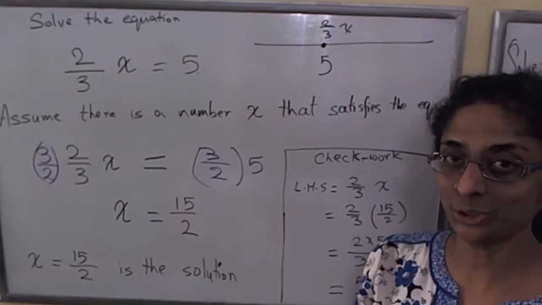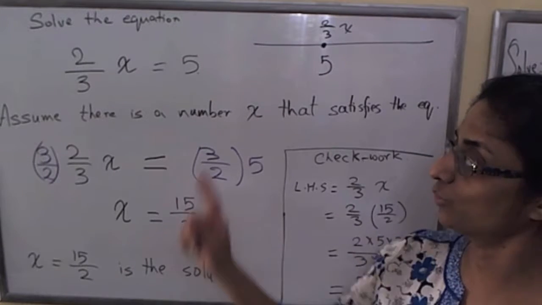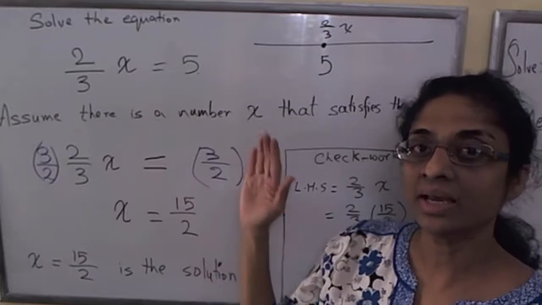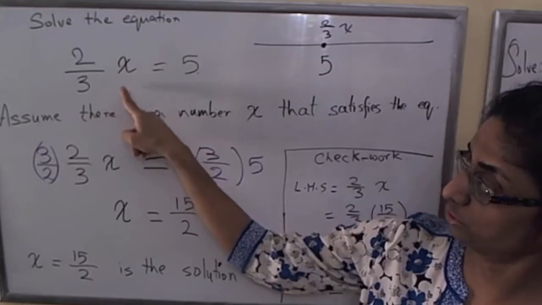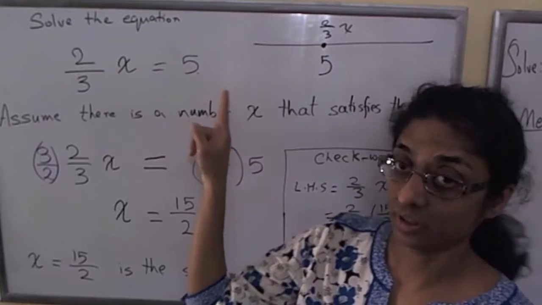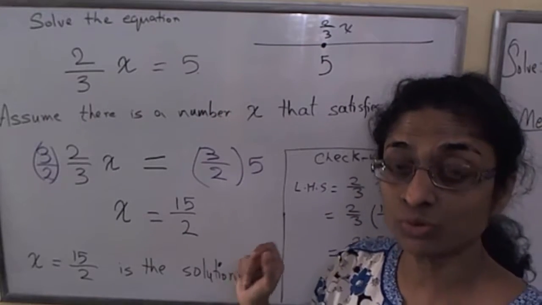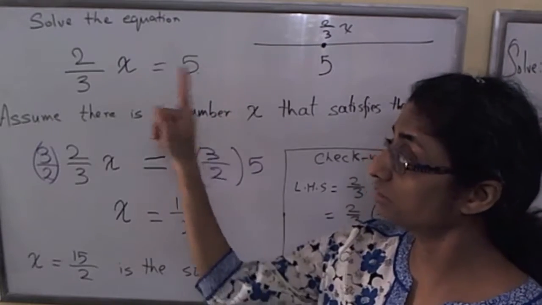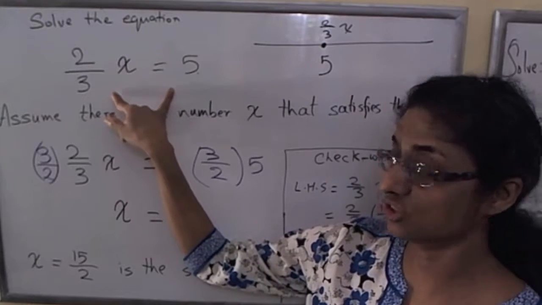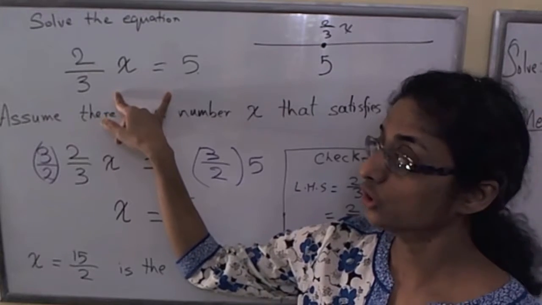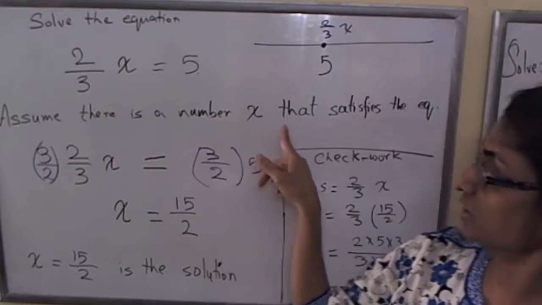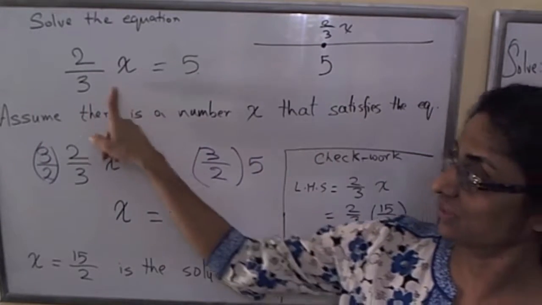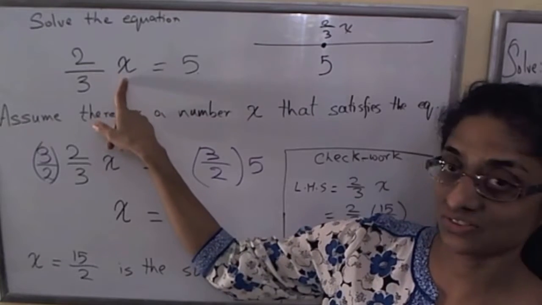Hi, in this video, let's try to discuss how to solve this equation and how to write up our work. Solve the equation 2/3 x equals 5. Recall that means we would like to find all numbers x for which this equation is true. So a good starting sentence would be, assume there's a number x that satisfies the equation. So now x is a number.